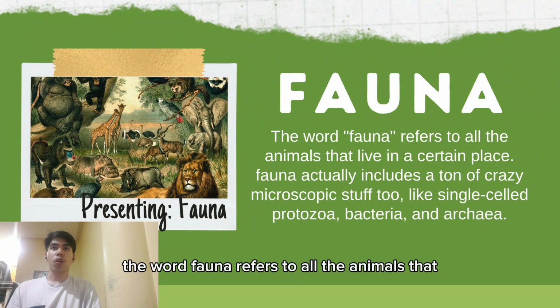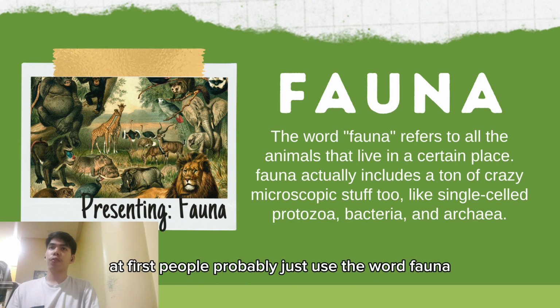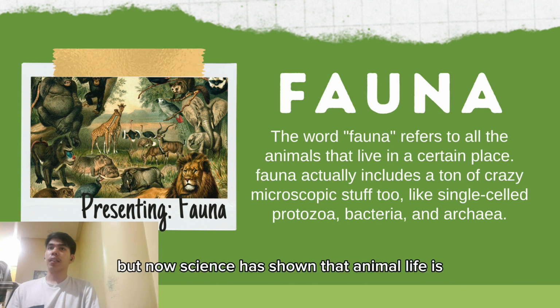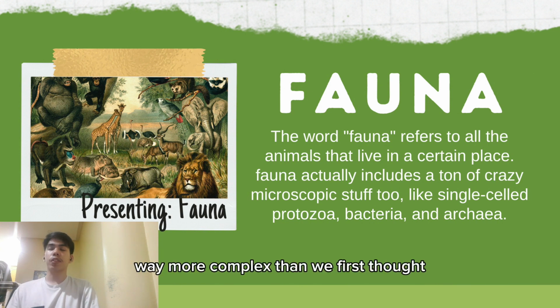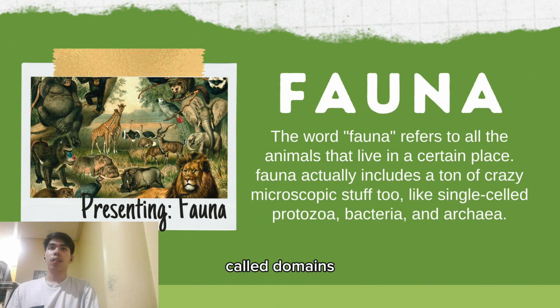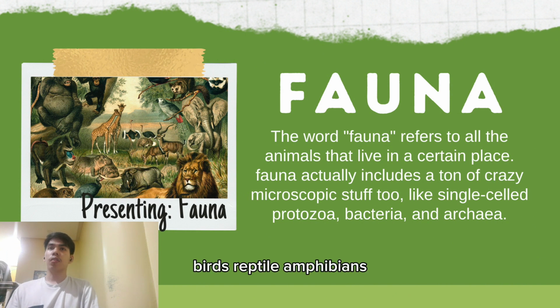The word fauna refers to all the animals that live in a certain place. At first, people probably just used the word fauna to talk about the visible creatures around them. But now, science has shown that animal life is way more complex than we first thought. Modern biology splits up fauna into different groups called domains. The domain Animalia has the complex multicellular animals we're familiar with: mammals, birds, reptiles, amphibians, insects, and more. But fauna actually includes a ton of microscopic life too, like single-celled protozoa, bacteria, and archaea.